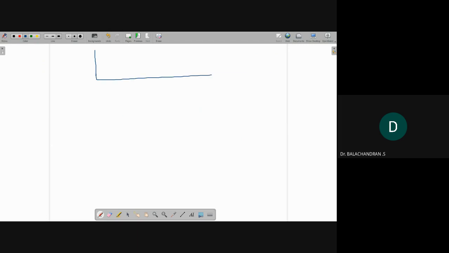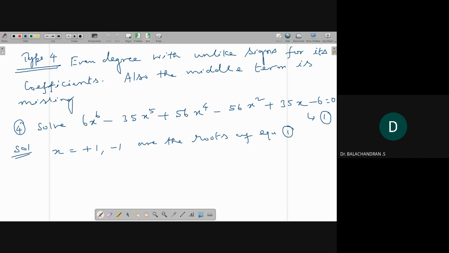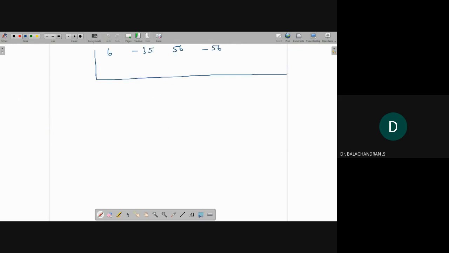First I will divide by 1. Please tell the coefficients: 6, minus 35, 56, minus 56, 35, 0 since the x cube term is missing, minus 56, plus 35, minus 6. Dividing by 1: 6, then minus 29, 27, minus 29, 6, 0.